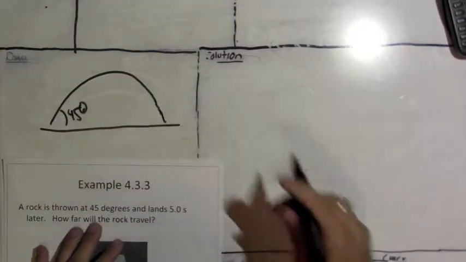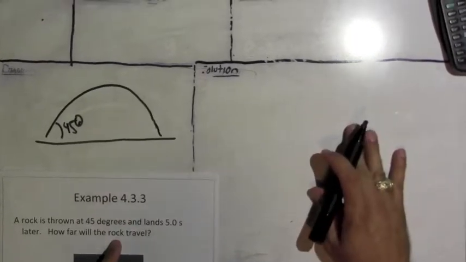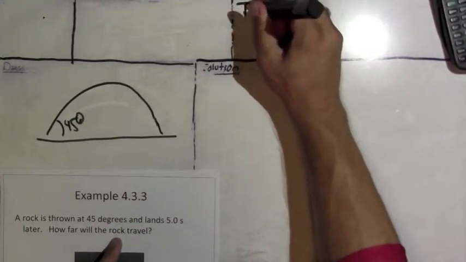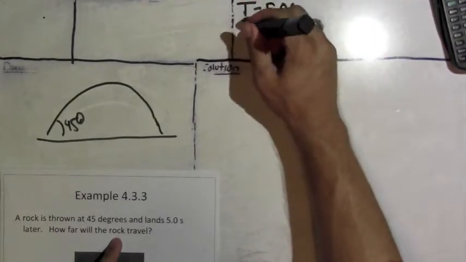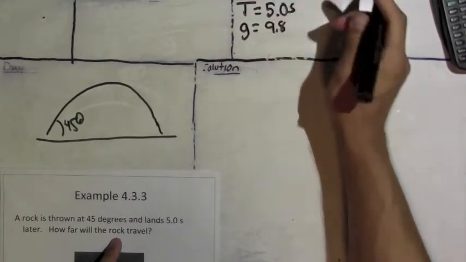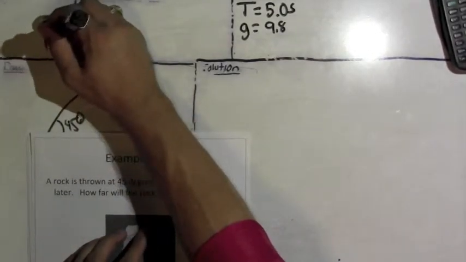Okay, and we know that it lands 5 seconds later. So our given information here is that the flight time is 5.0 seconds, and g is 9.8. We're trying to figure out how far the rock will travel, which is the range.